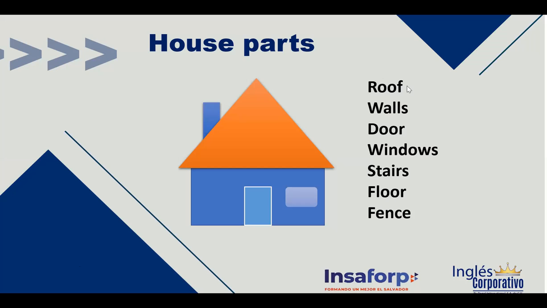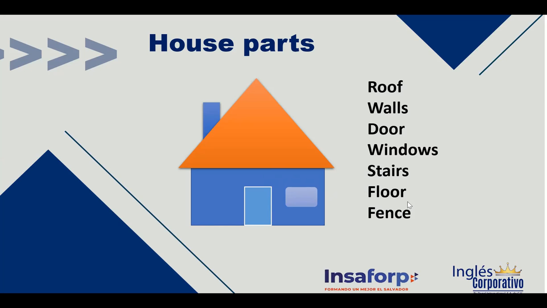So the first word we are going to learn today is roof. Roof es el techo, ¿verdad? Walls, son las paredes de nuestra casa. Door, puerta. Windows, ventanas, acá está en plural. En la casa que hice acá solo tiene una, sería window. Stairs, escaleras.